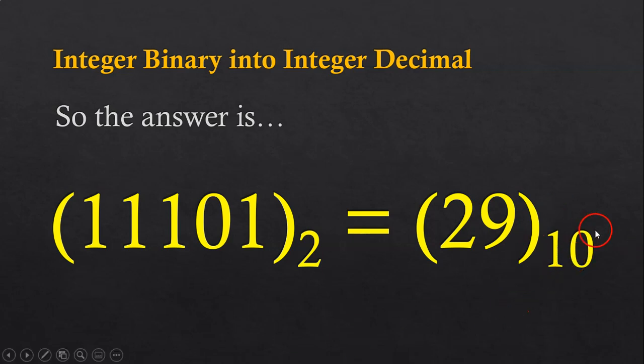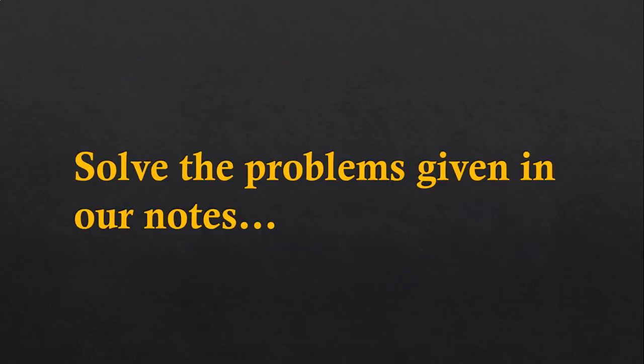See, here I have written 10 because 10 belongs to decimal and 2 belongs to binary. So our given binary number 11101 to the base 2 will have a unique equivalent decimal value of 29. Now there are different problems given in your notes on this topic. You have to solve those problems.